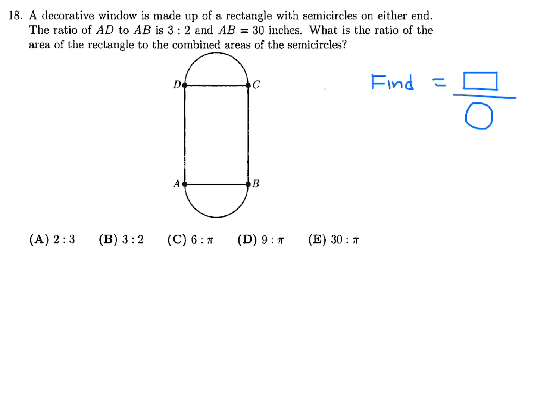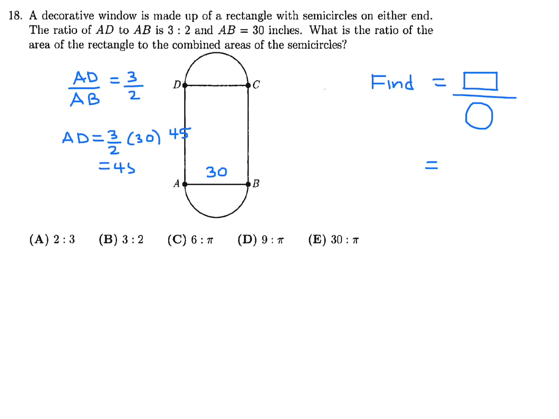So let's see here. AB is 30. And AB and AD, they've given us a ratio of 3 to 2. So I can quickly figure out AD. It's going to be 3 over 2 times AB, which is 30. So that means that's 45. So this is 45 right here.